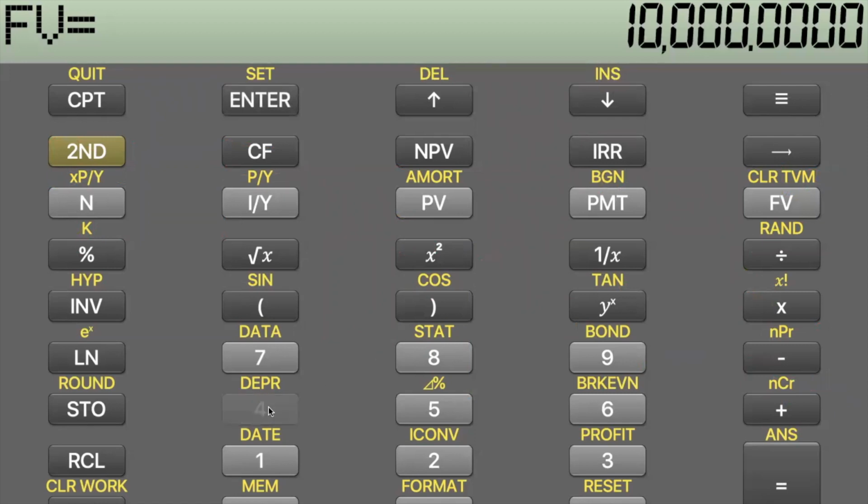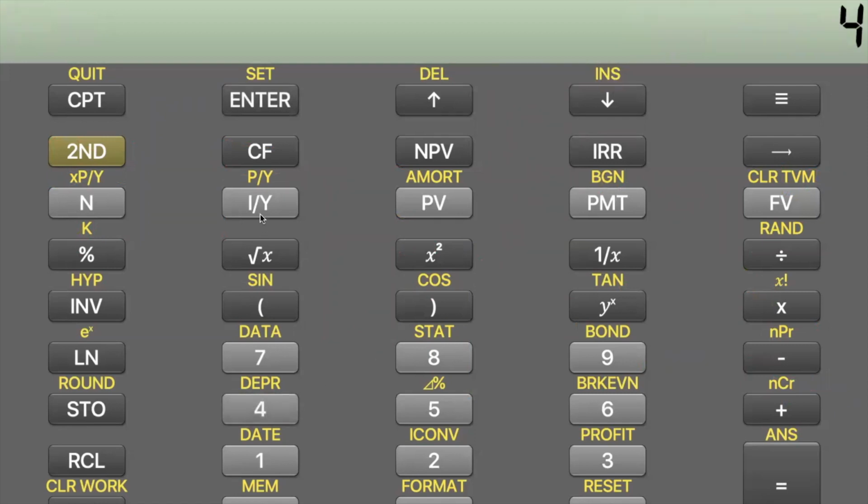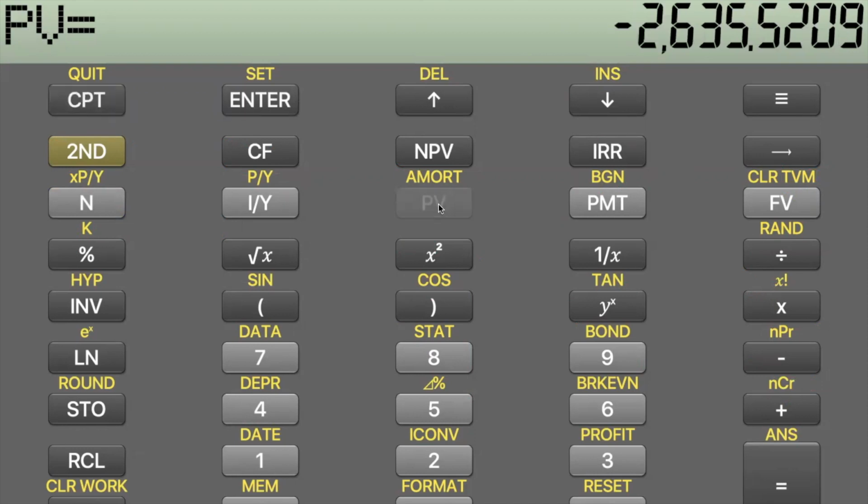Now we're going to type 4, which is our rate. Remember, 4, and then you hit I over Y. I over Y is equivalent to our rate. And now the last thing that we do need is our period, how many times it's going to occur. So remember, it's going to be 34, and then you hit N, enter, and now you hit compute present value. Awesome.